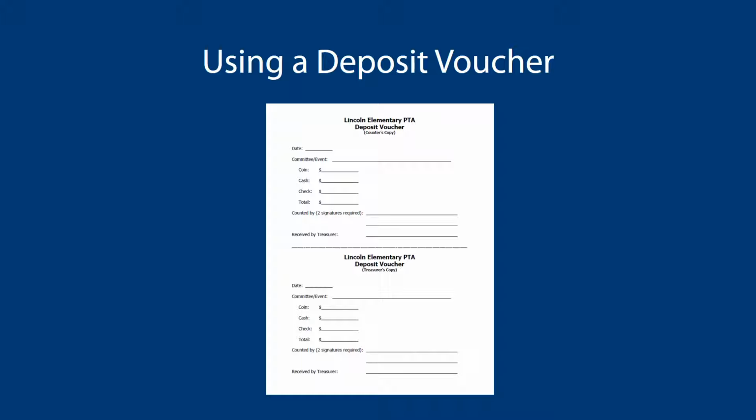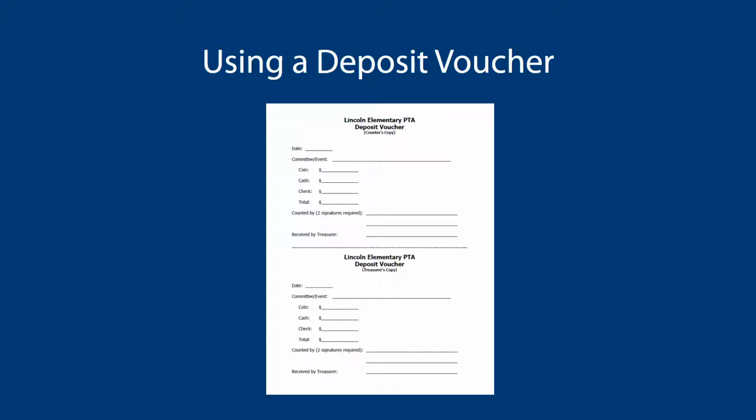Let's take a look at how this process works with a deposit voucher. Here we have a sample deposit voucher. You can find a similar version on the Illinois PTA website at illinoispta.org in the Treasurer's Materials under the Leadership Resources menu item, or in the Illinois PTA local unit packet that was sent to your PTA president at the beginning of the school year.